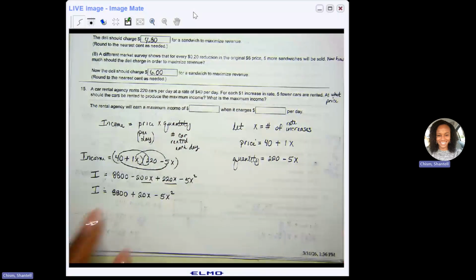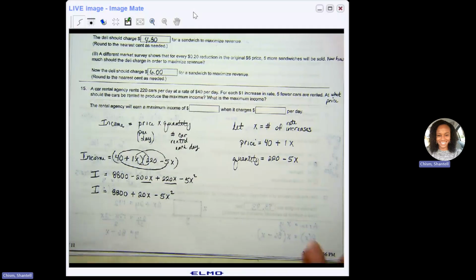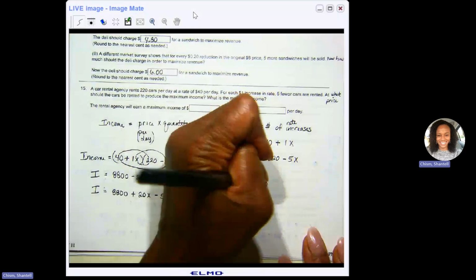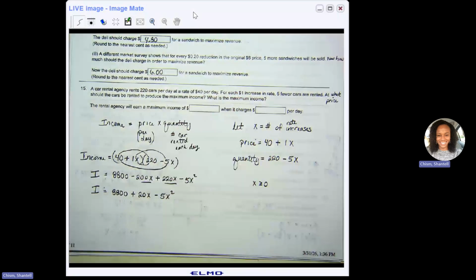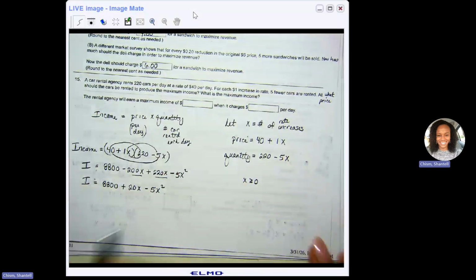Now, let's think about this real world situation because we have to bound it. We know that x must be non-negative because we're talking about x representing real world price increases or rate increases. So x must be greater than or equal to 0. That we know for sure. A couple other stipulations. The price equation, 40 plus 1x, must also be non-negative.